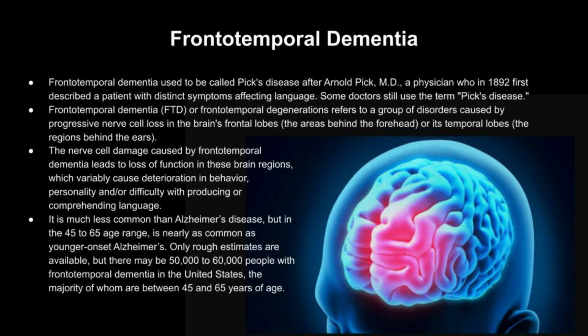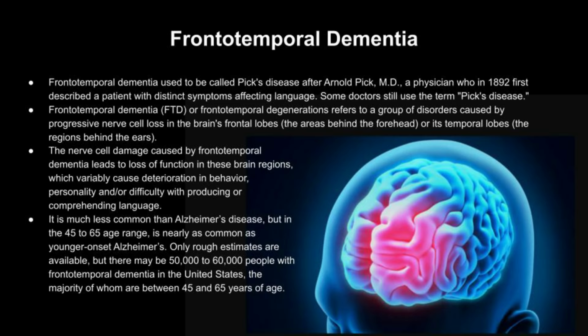Frontotemporal dementia, or FTD, actually refers to a group of disorders caused by progressive nerve cell loss in the brain's frontal lobes, the areas behind the forehead, or its temporal lobes, the regions behind the ears. The nerve cell damage caused by FTD leads to a loss of function in these brain regions, which variably cause deteriorations in behavior, personality, and or difficulty with producing or comprehending language.